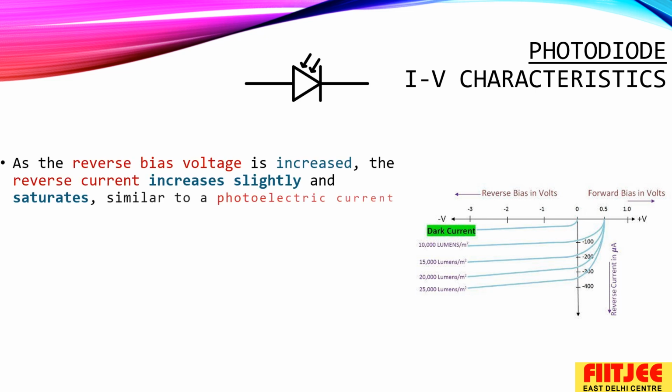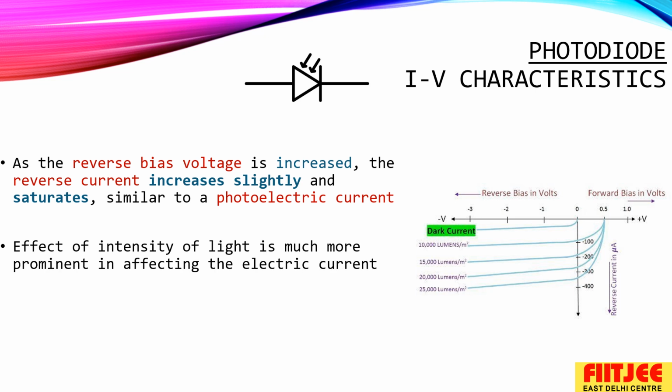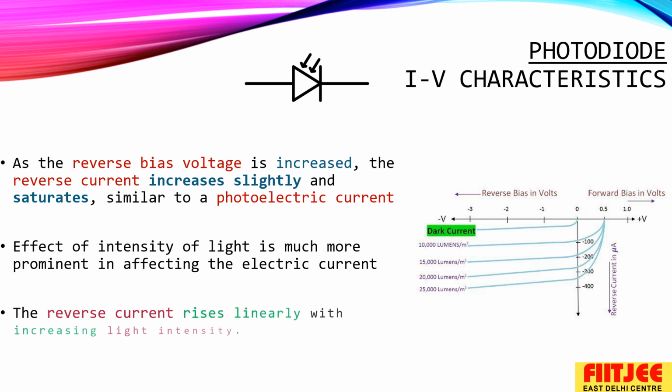Now we will see IV characteristics of photodiode. On the right side, you can see the current voltage curve for different intensities of light. As the reverse bias voltage is increased, the reverse current increases slightly and saturates, similar to the photoelectric current. The effect of intensity of light is much more prominent in affecting the electric current. The reverse current rises linearly with increasing light intensity.